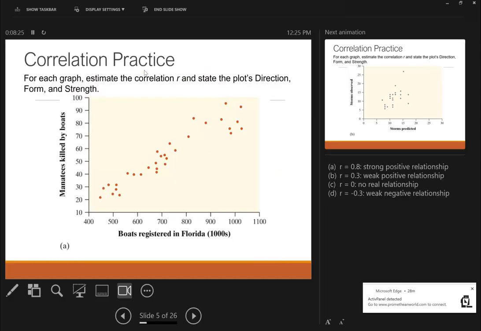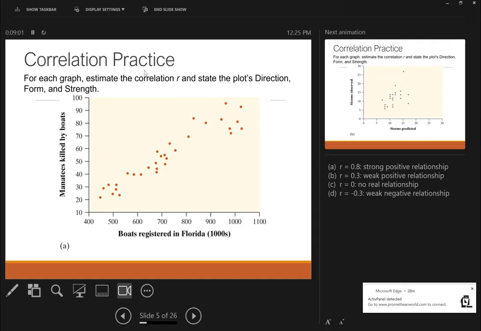So let's do some examples. So here is a scatter plot. Let's start by estimating the value for R here, and then we'll give the direction, form, and strength for the scatter plot. Who feels brave and wants to give me an estimate for the value for R? 0.8. Agrees? Disagrees? It's probably a pretty fair estimate. I think that's all right.